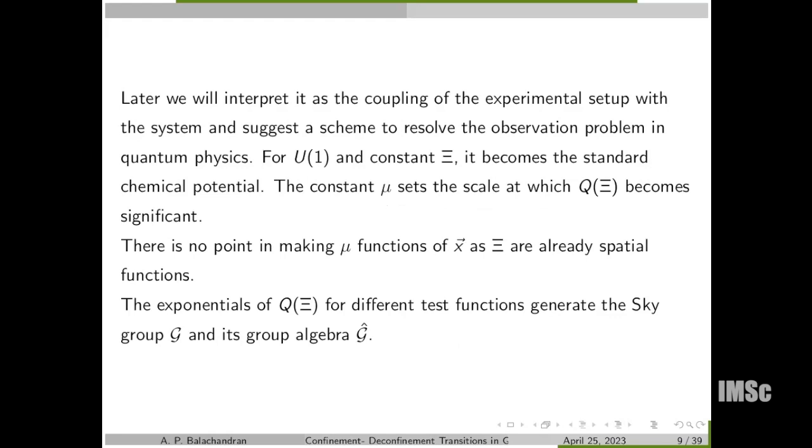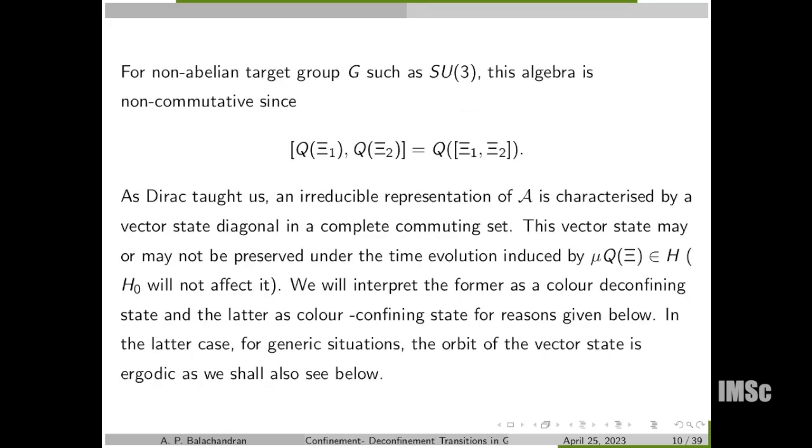So this is again a repetition. The exponentials of Q for different test functions will generate a group. But it's an operator, so there's an algebra I can generate, and that group that I'm generating is what we call the sky group. But notice that in my case, the skies are algebra valued functions at infinity, not constants at infinity. And furthermore, in the non-abelian case, they are non-commutative. In the abelian case, they commute, but in the non-abelian case, Q of chi1 and Q of chi2 do not commute.